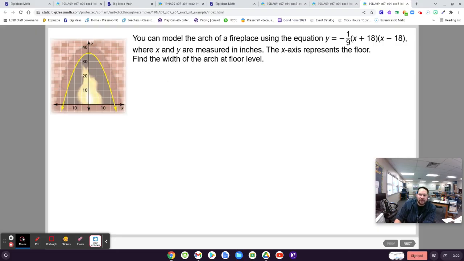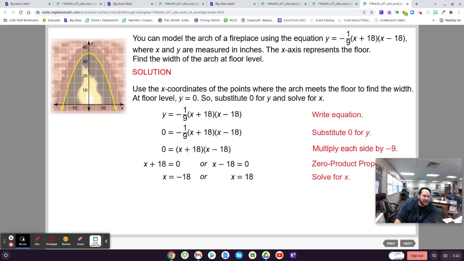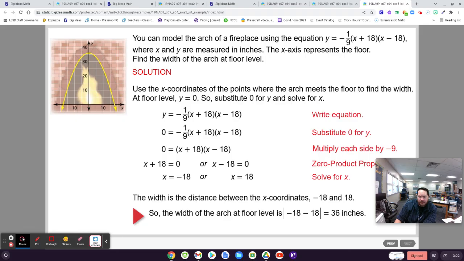So we can model this with this equation right here. X and y are measured in inches, and the x-axis represents the floor. So there's our lovely fireplace. Let's find the width of the arc at floor level. So our roots, if you solve it, you end up getting 18 and -18, which they're going to walk through right there. And that tells us that this right here is negative 18. This right here is 18. So the total distance across the floor, if we're talking inches, will be the negative 18 to 18, which is 36. So 36 inches is going across there.